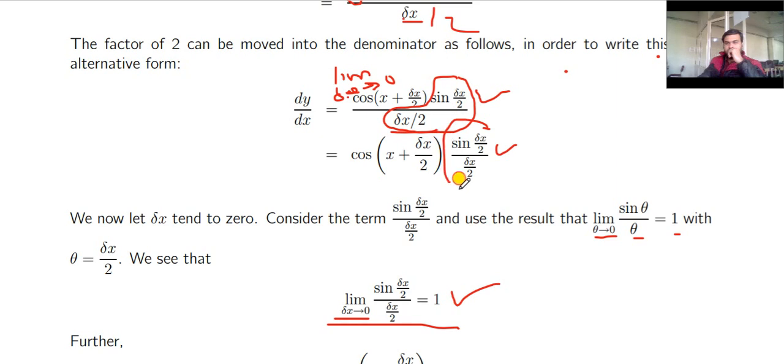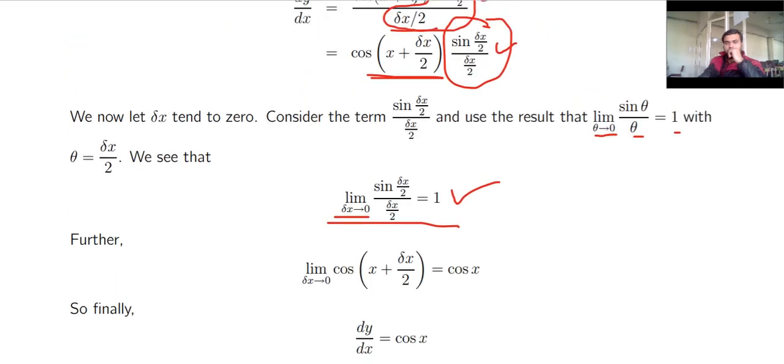So if this term is 1, and 1 is multiplied with this, there is no effect on that. So what is remaining? Cos x plus del x by 2. But the limit is del x tends to 0. When del x tends to 0, 0 by 2 is 0. We put the value of del x as 0, and 0 by 2 is 0. So what is remaining? Cos x. So this is our final answer.